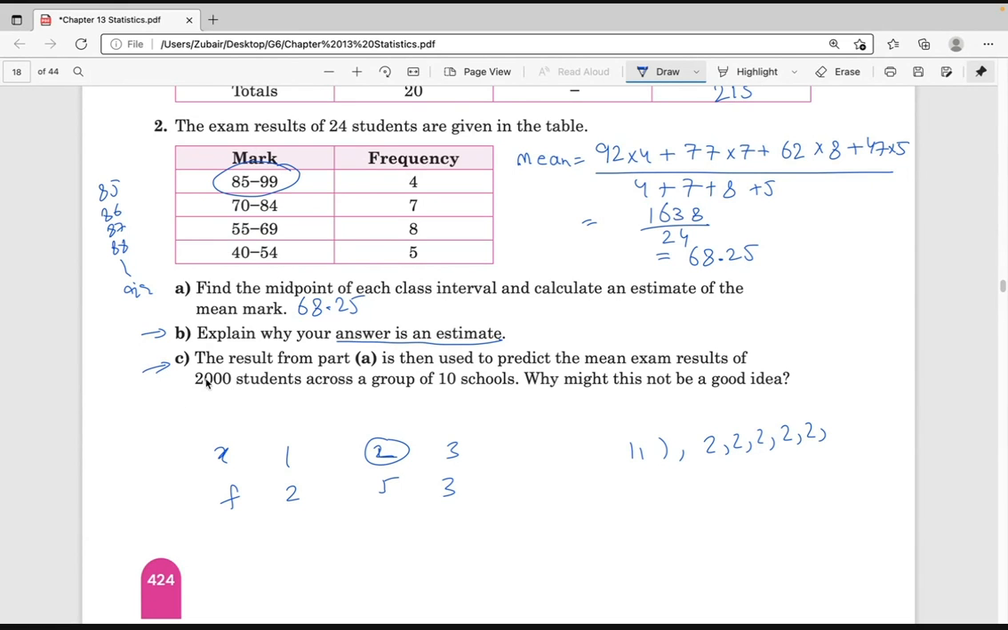C part. The results from part A are then used to predict the mean exam results of 2000 students across a group of 10 schools. Why might this not be a good idea? Any suggestions which you would like to give? Why is this not a good idea?